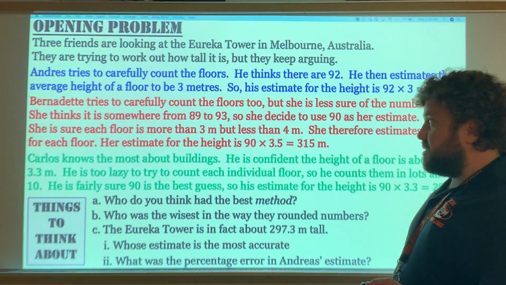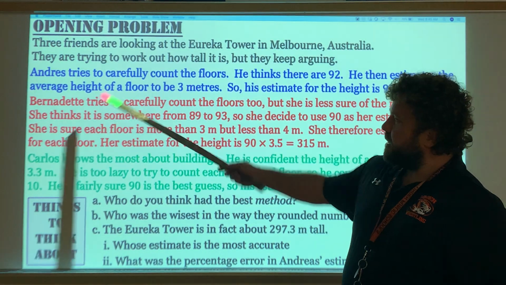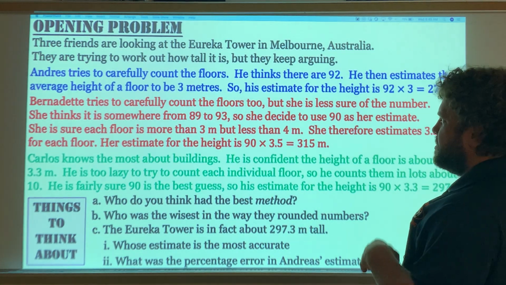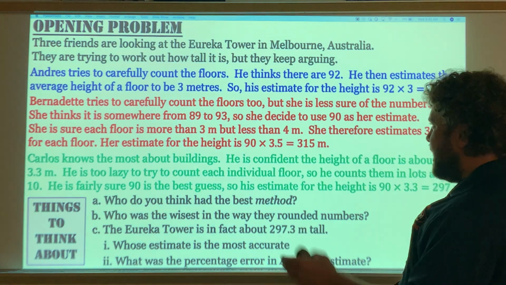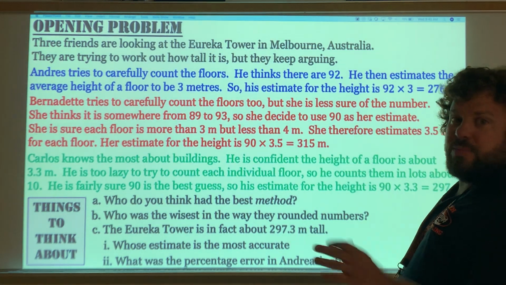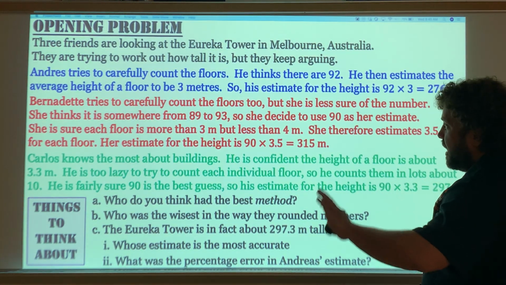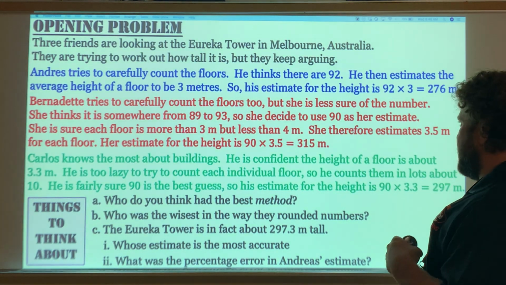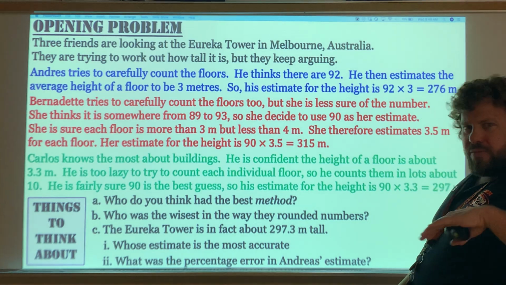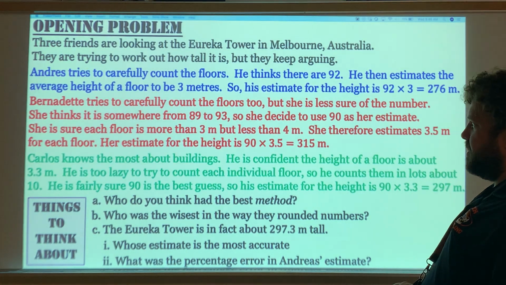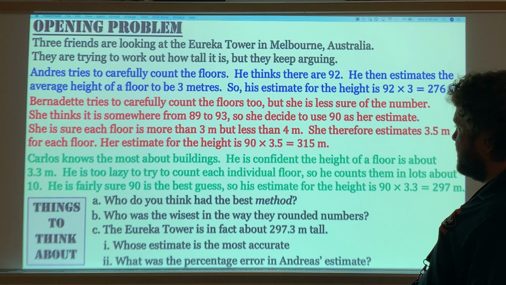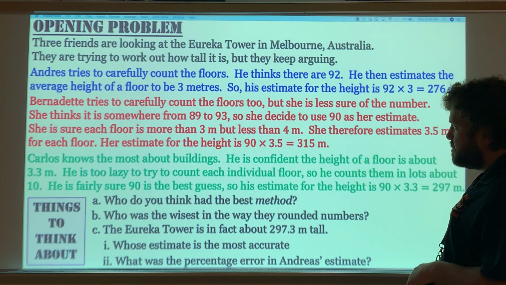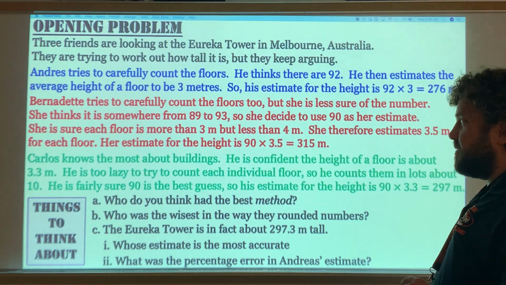All right, that didn't seem like too bad of an idea. Then you got Bernadette. She tries to carefully count the floors too, but she's not sure of how many there are. So she thinks there's somewhere between 89 and 93. So she just guesses about 90. She's sure each floor is more than 3 meters, but she thinks each one's less than 4 meters. Therefore, she goes, you know what, between 3 and 4, I'm going to say about 3.5 meters for each floor. Her estimate of the height is 90 times 3.5, which is 315 meters. Okay, a little different. She took a little different approach.